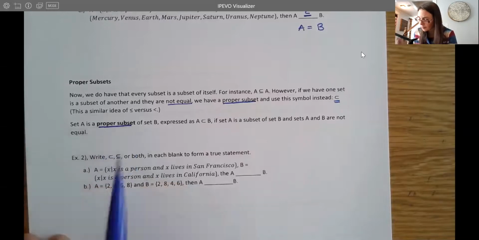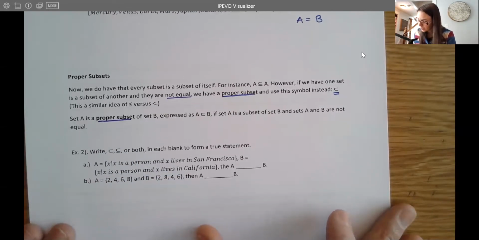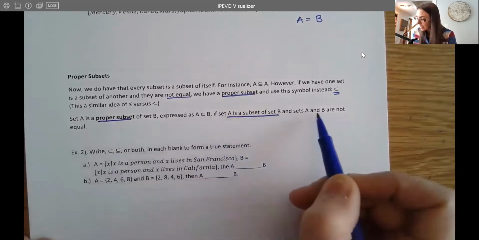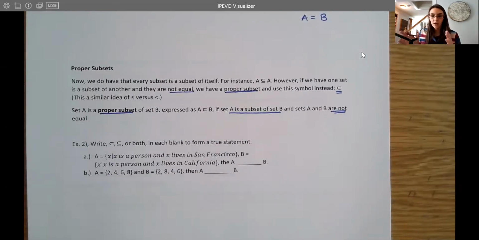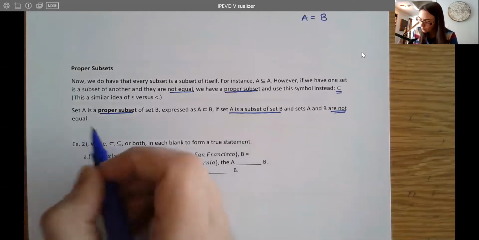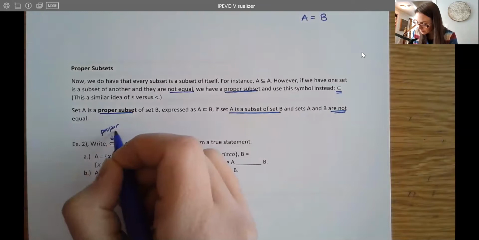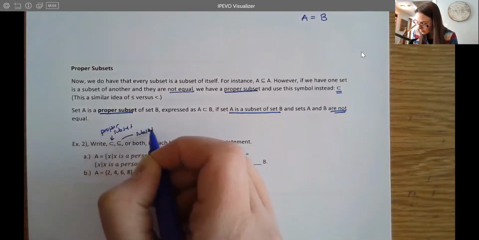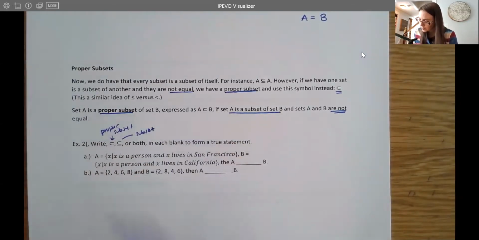So that would be a proper subset. We use it such that A is a subset of B, but again, they're not equal. So they're not actually the same sets. They would be different sets, and one is a true proper subset of the other. So we're going to answer, is it a proper subset, a regular subset, or both? Which symbol could we use?